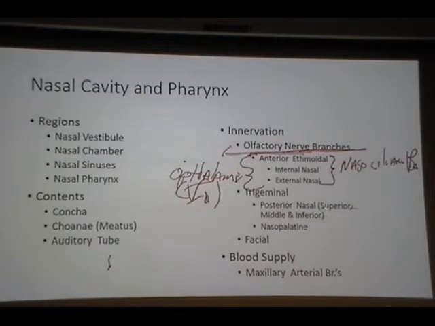Trigeminal, we've also got in the nasal cavity branches of V2. These are referred to as the superior, middle, and posterior nasals, and also the nasopalatine. So the nasopalatine comes down on each side of the nasal septum. The posterior nasals come down on the lateral sides of the nasal cavity. An association we'll see with these concha.